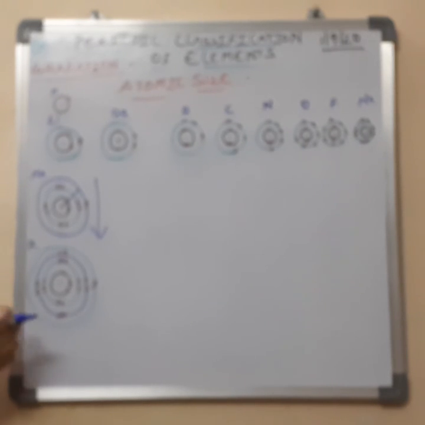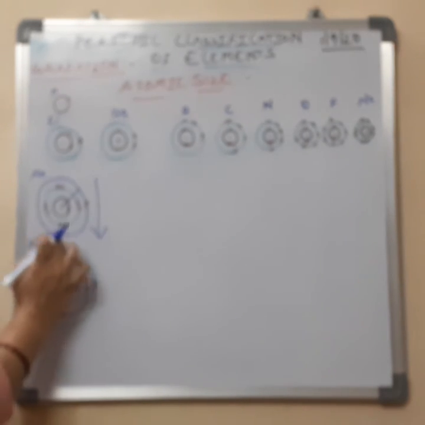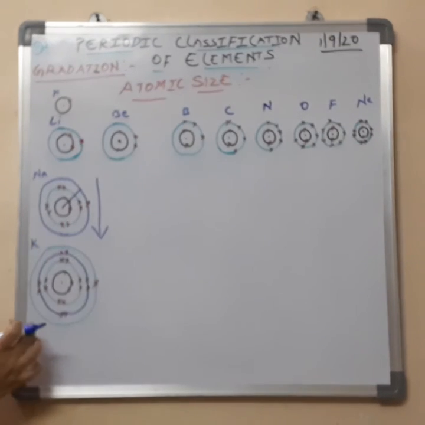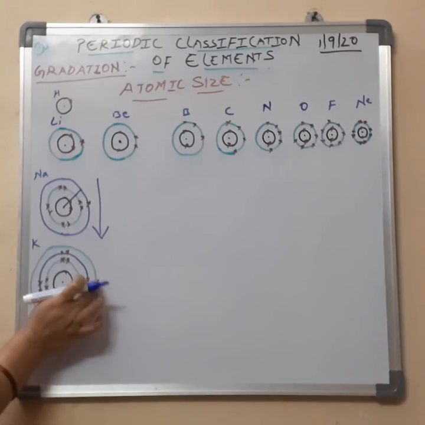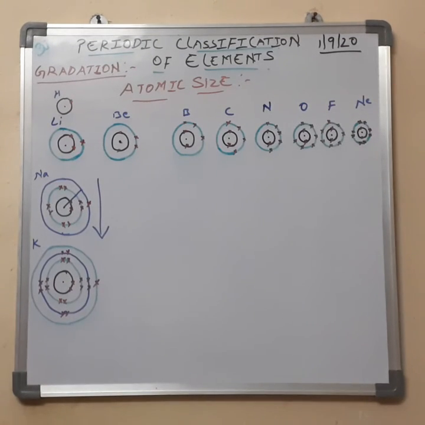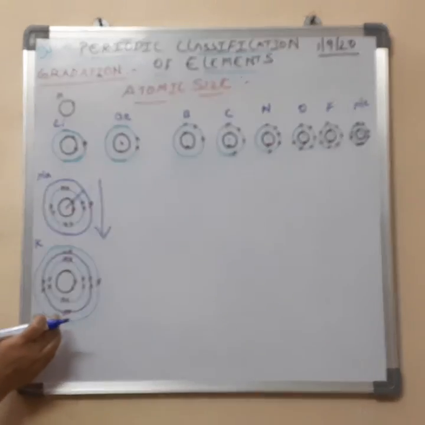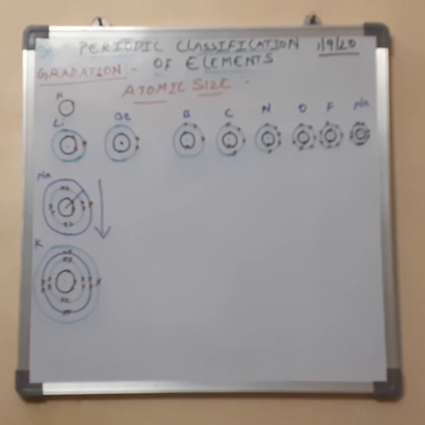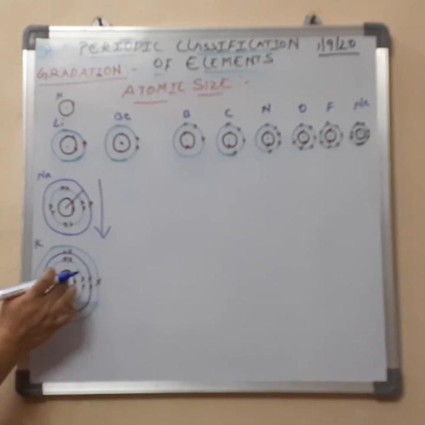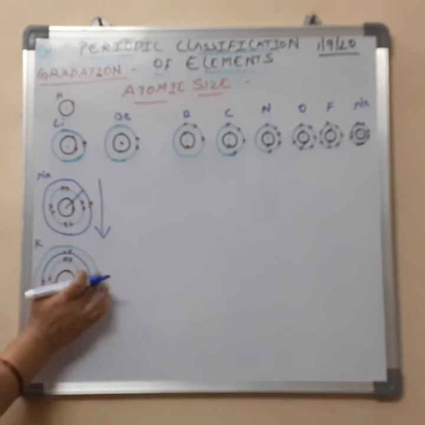Am I clear? Now children, as a new shell is added and the distance increases, the nuclear force of attraction between the nucleus and the electron in the outermost shell also decreases. That is why the electron can be readily lost by a larger atom. So let us come back to our point. Atomic size down the group will increase because a new shell is added and the force of attraction between the valence electron and the nucleus also decreases.